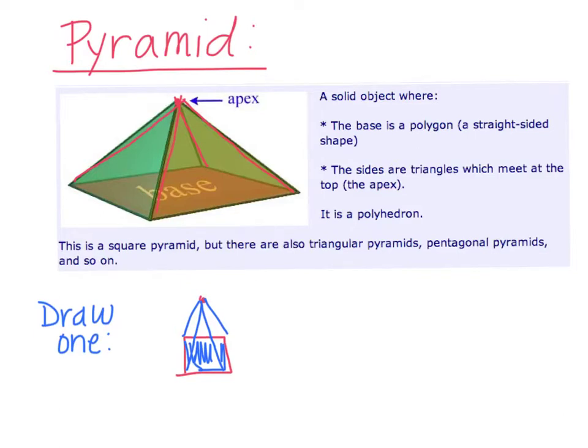Now I do want to point out the height of a pyramid has to go from the middle of the base up to the top, the apex or the point of the pyramid. It also has to make a right angle. If it's going straight up and down, it makes a right angle.